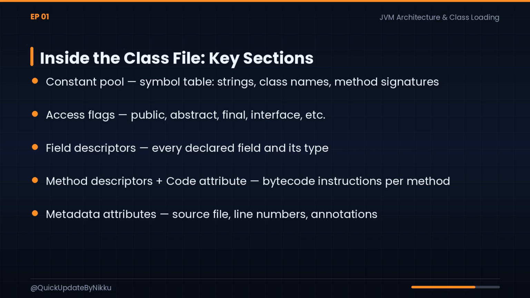The constant pool is the most important. It holds every symbolic reference the class ever makes: class names, method signatures, string literals, all as human-readable names rather than memory addresses. Access flags are a bit mask that tells the JVM whether this is a public class, an interface, or an abstract type. The code attribute inside each method descriptor is where the actual bytecode instructions live. The constant pool will be central when we discuss the resolution phase of linking.